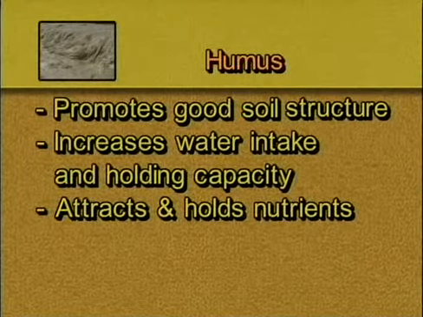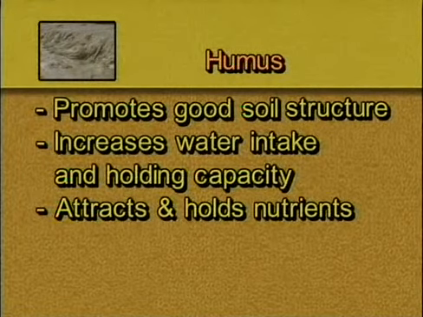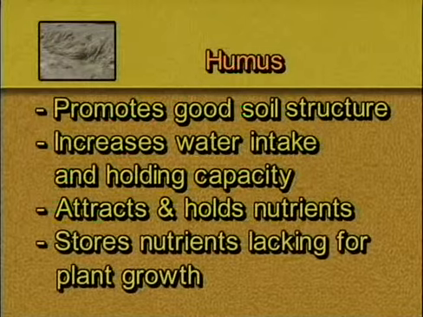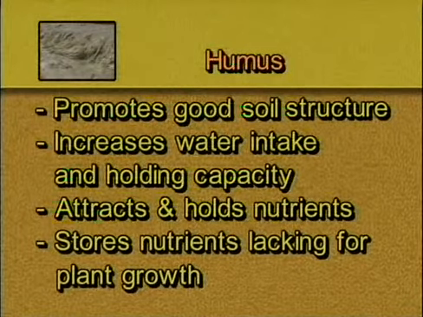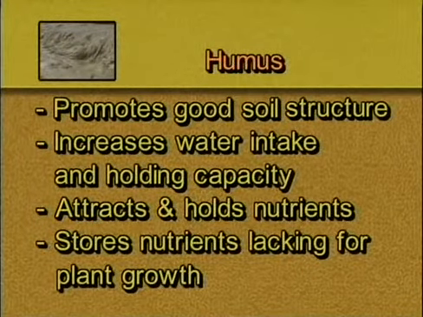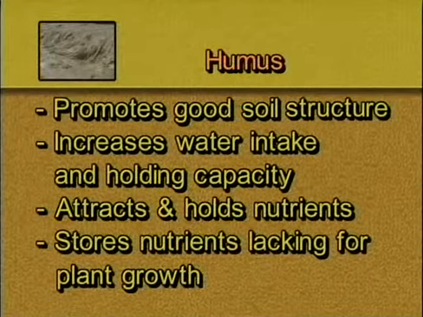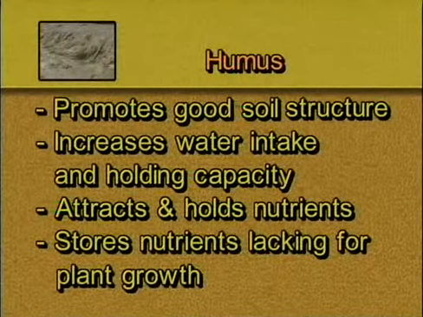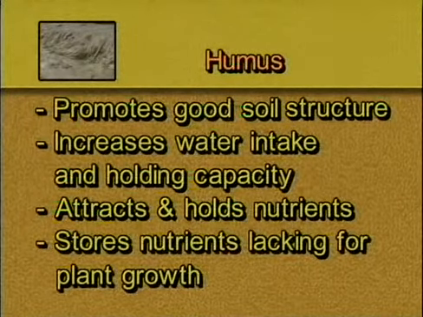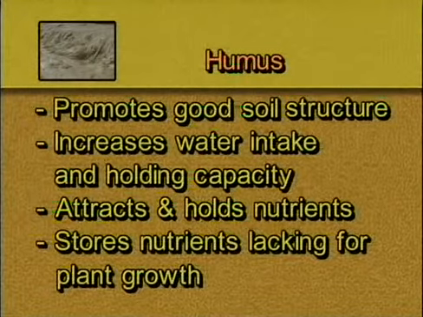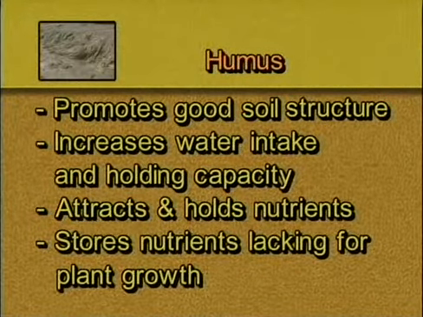The other important chemical aspect of humus is that it is serving as a reserve storage site for nutrients which are typically lacking for plant growth, primarily the nitrogen, the phosphorus, and the sulfur, although it holds all of the other nutrients that plants take up and utilize for growth and development as well.